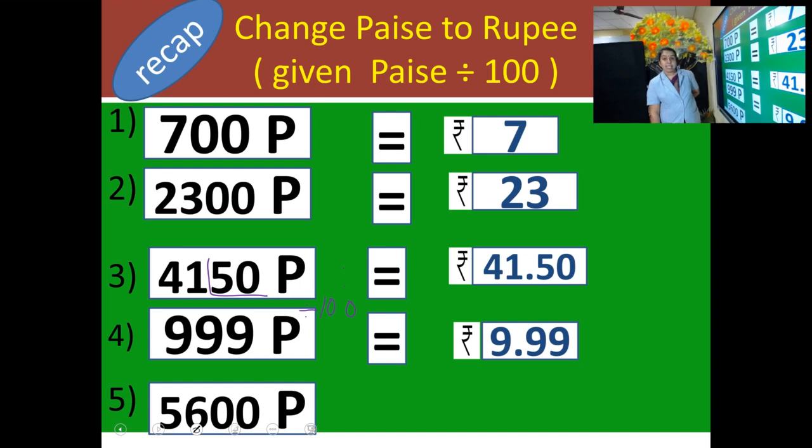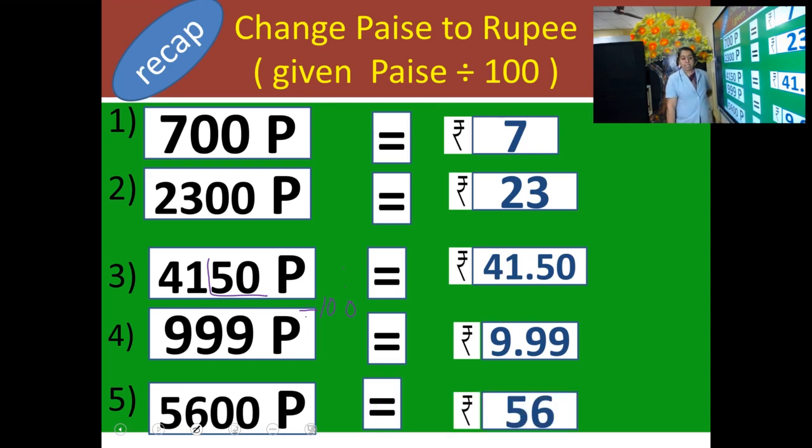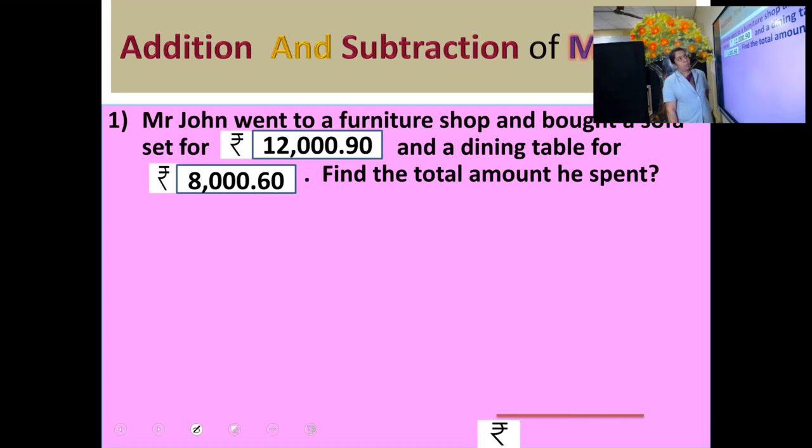Then the fifth question is 5,600 paisa. What do you have to do? 0, 0 has no value, so we can remove it. So what is your answer? Say the answer. Yes, very good. The answer is rupees 56. Clear?